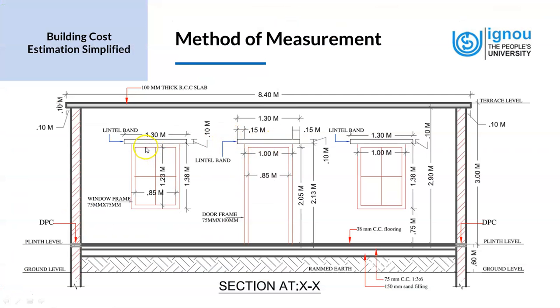So in our drawing, we see that the lintels over windows and doors are the same. For the doors, it's 1.3 by 0.1. It's the same as the lintel, 1.3 by 0.1. So we have a common type of lintel over doors and windows, and we can take the same dimensions as we took earlier. The window and door lintels are of the same dimensions.